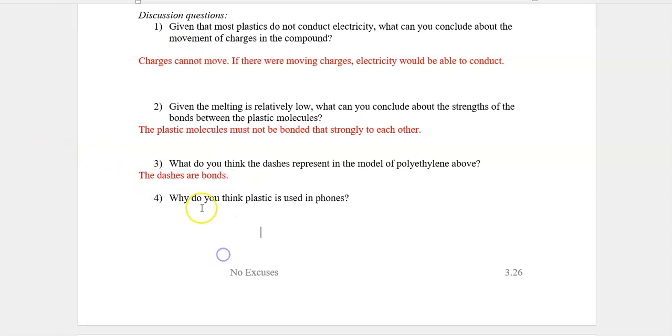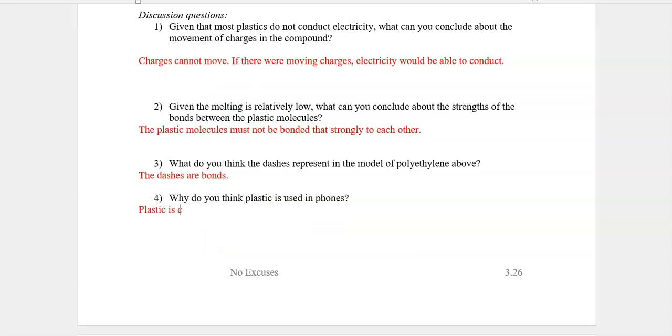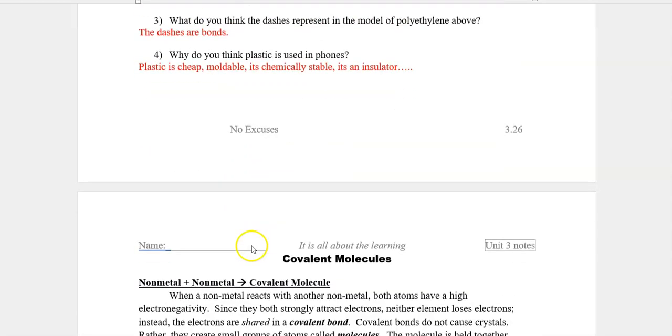Why do you think plastic is used in phones? Well, there's a lot of reasons. Plastic is cheap, it's moldable, it's chemically stable, like it's not going to rot or anything. It's an insulator, so it doesn't conduct, which you need some parts of the phone not to conduct, otherwise it would just short circuit. Like if you drop it in the ocean, the phone just breaks because electrons go where they're not supposed to go. I don't know, there's probably other reasons that you came up with.